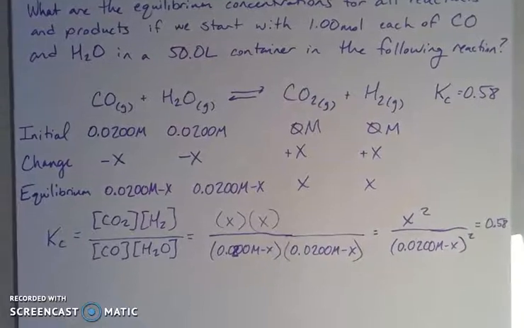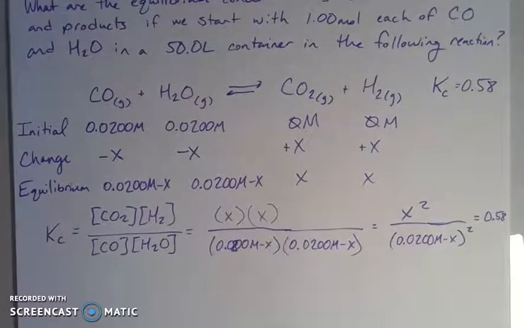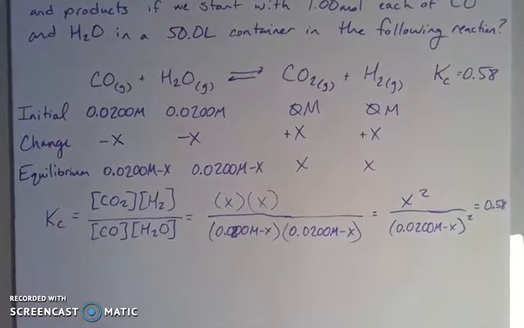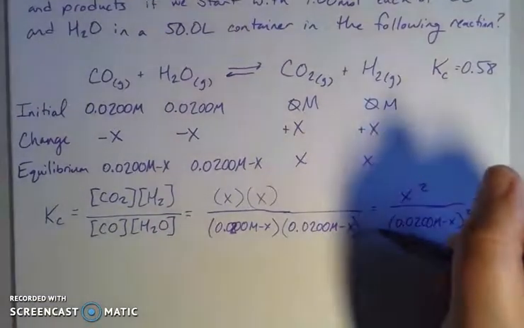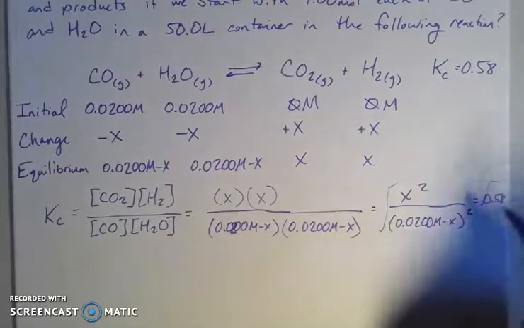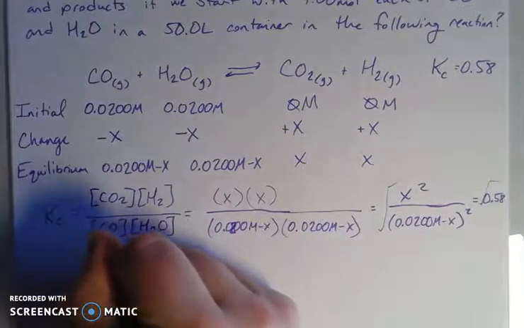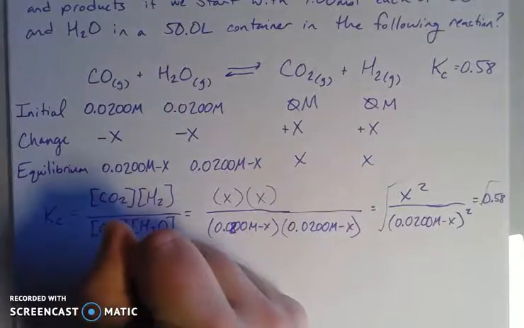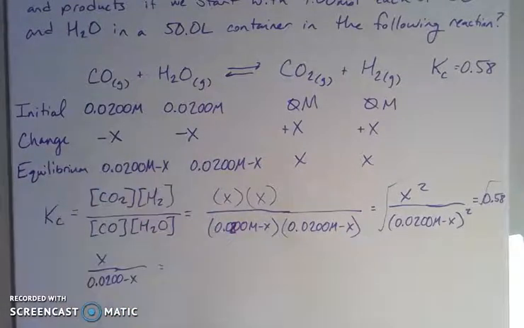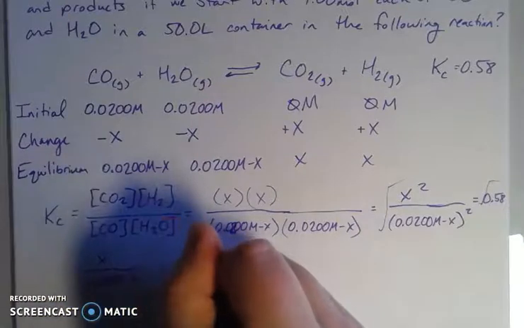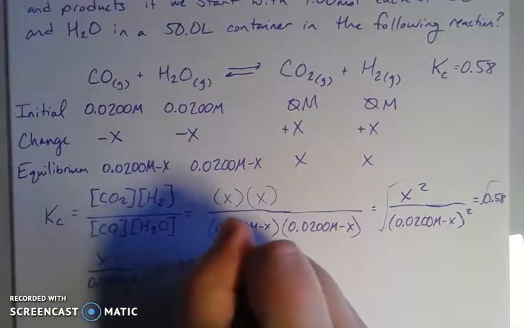Okay, so now I can solve for that. That's pretty straightforward. The nice thing about this is that we have some perfect squares here, and so in solving for these things I can just take the square root of both sides. So take the square root, and that gives me x over 0.0200 minus x is equal to plus or minus 0.76.